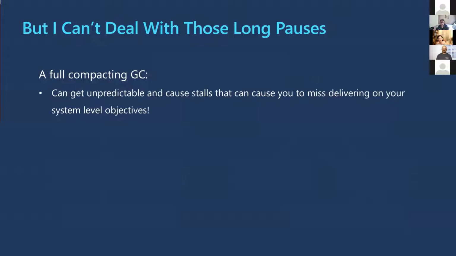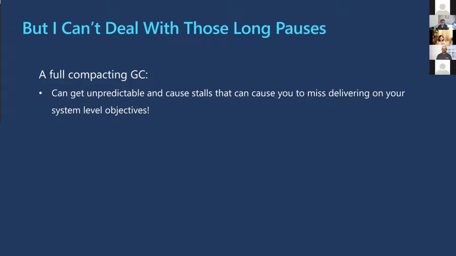Now, as soon as I mentioned compaction, I think everybody is thinking about the long pauses, right? And that's what people will say: oh, but there are long pauses. And why? Because we're doing a full compaction, right? So yes, a full compacting collector can get unpredictable, right? And many a times you'll find these very long pauses that you cannot deal with because they blow out your system level objectives, right?